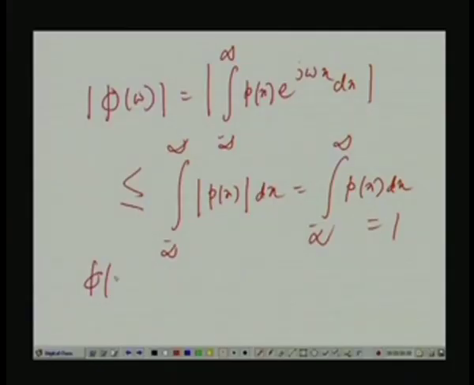And when is it equal to 1? You can see that what is phi 0? Phi 0 is nothing but the integral of p x dx, because e to the power j omega x at omega equal to 0 is 1. Okay. So, you have the integral of p x dx which is 1, which means phi 0 is real and its value is 1, and the magnitude of the function phi omega attains its maximum value of 1 at the origin, at omega equal to 0, and the magnitude falls after that. Okay. So, this is the property of the characteristic function.